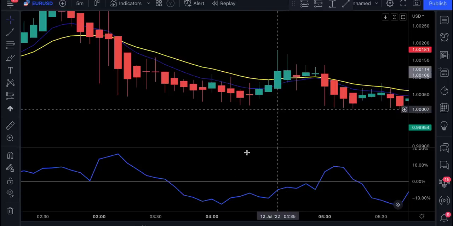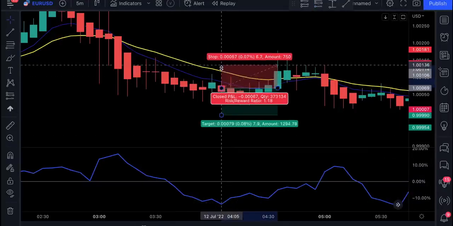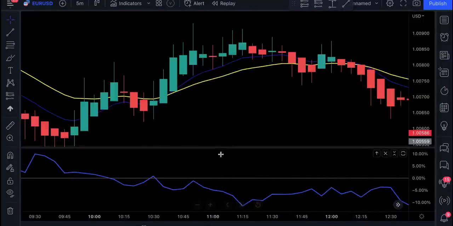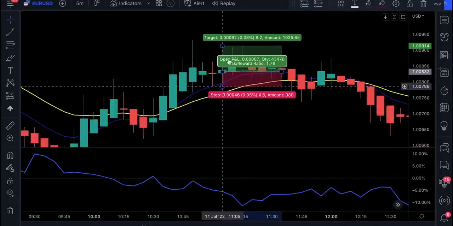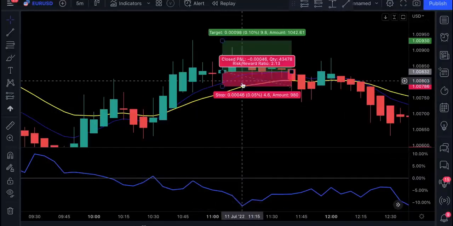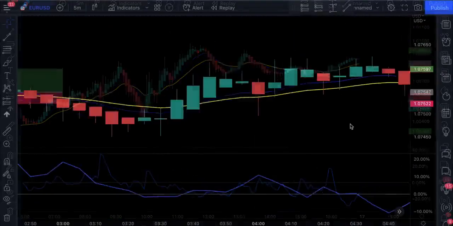Here's another example where the volume oscillator saved us some money. And this happens over and over again. We see without the volume oscillator, this long trade could have resulted in a loss. Okay, so let's actually do our second backtesting and see if the strategy is any better.